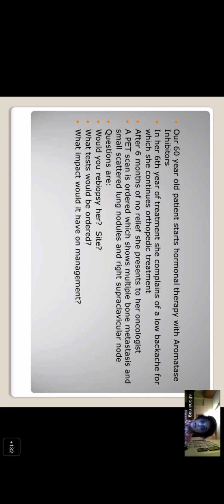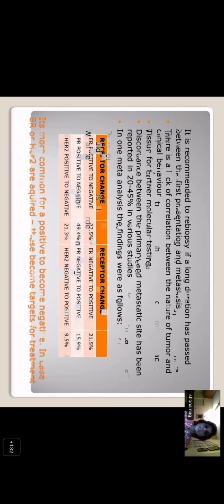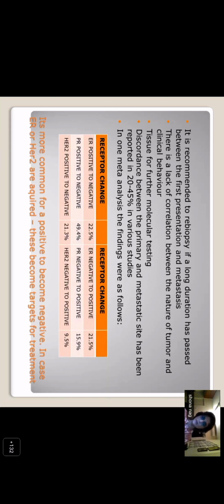The questions here are, would you rebiopsy this patient? What site would you do? What tests would you order? And how will it impact the management of your patient? So when do you rebiopsy? The recommendation from the guidelines is that you would rebiopsy at the first metastasis, or if some time has passed, or at least once during the metastatic timeline.